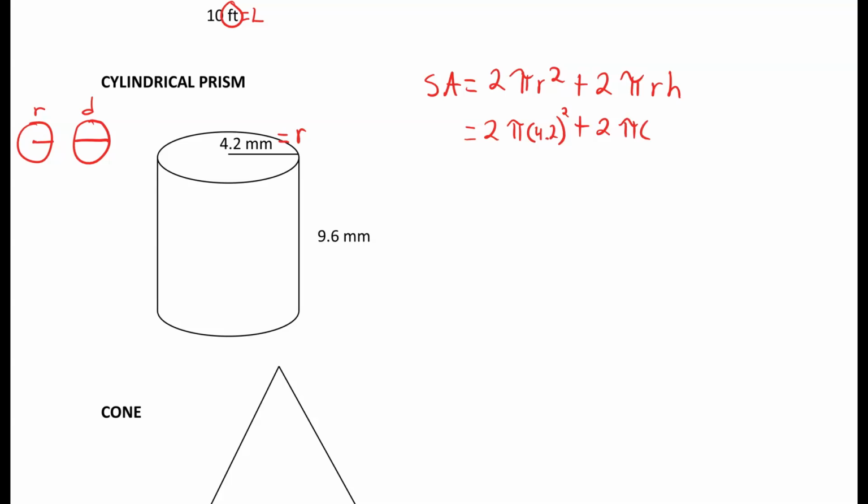times pi times our radius, which is 4.2, and our height, which is 9.6. I'm going to chunk this, so I'm going to do the 2 pi r squared, and then I'm also going to do the 2 pi r times height, so that I can add these together afterwards. So I'm going to do this first portion in one shot, which adds up to 110.8 plus, I have 2 times pi times r times h, which adds up to 253.3.